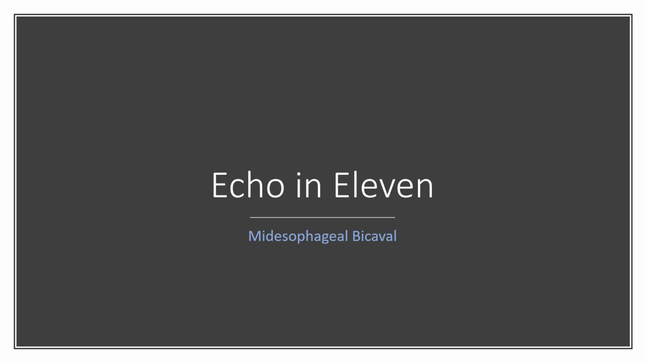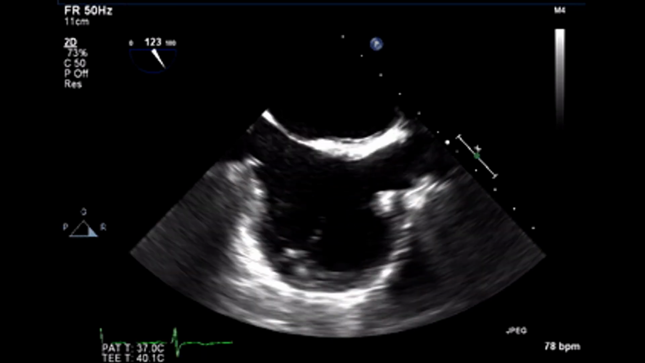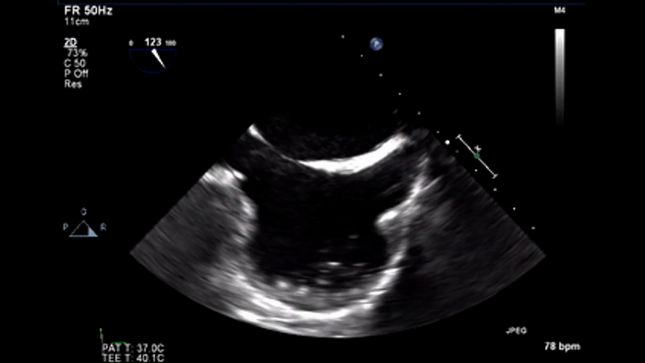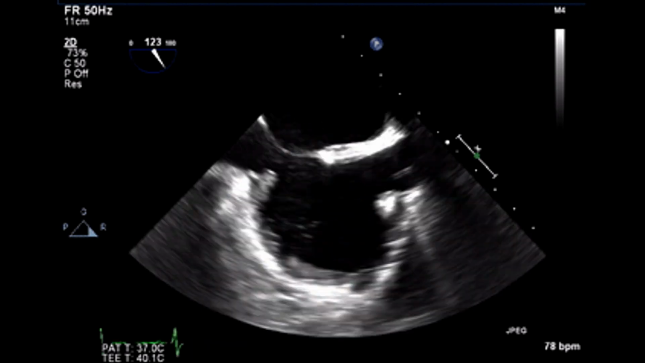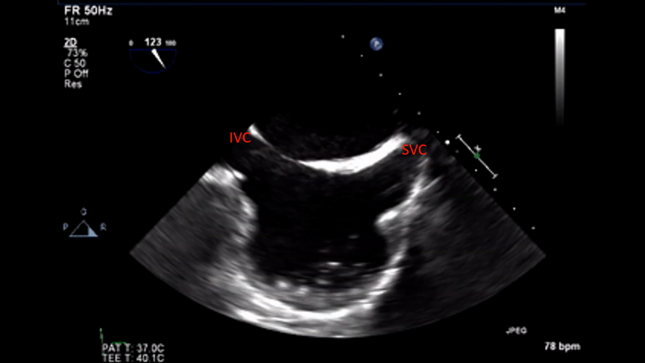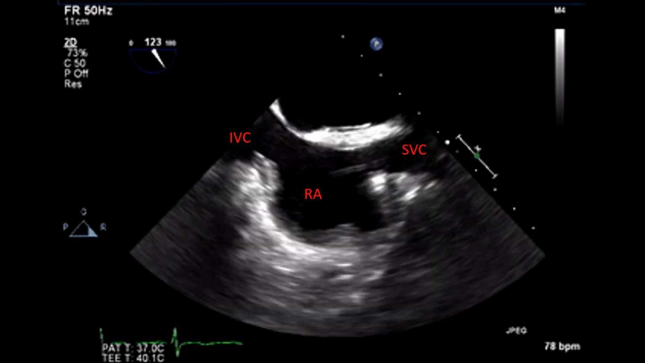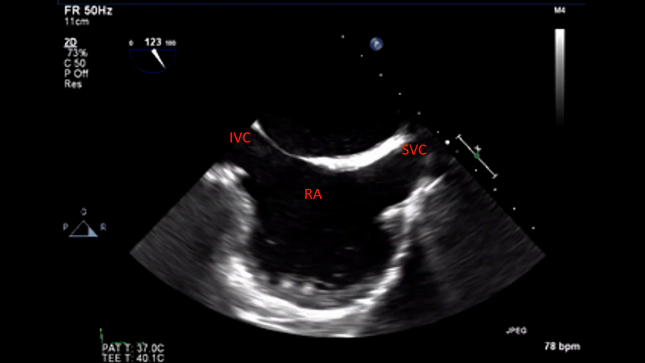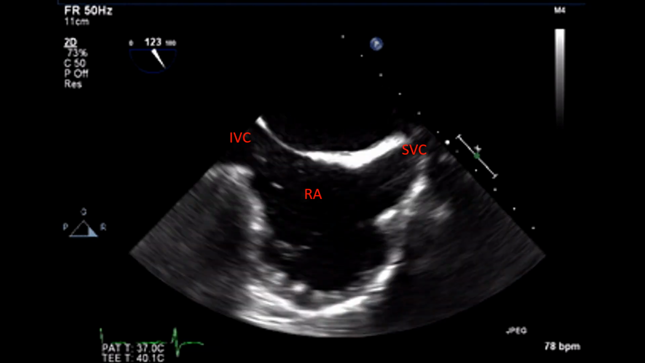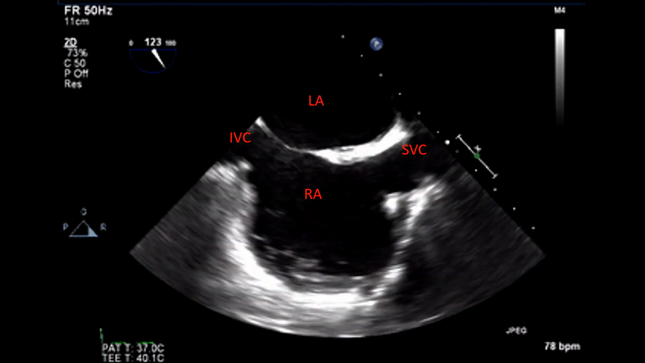Today we're going to talk about the midesophageal bicaval view. The view is named the bicaval view because here we have the two vena cava. So we have the superior vena cava on the right side of the image and the inferior vena cava on the left side of the image. Both of these empty into the right atrium. And then once again, across that intraatrial septum is the left atrium, closest to our TEE probe.